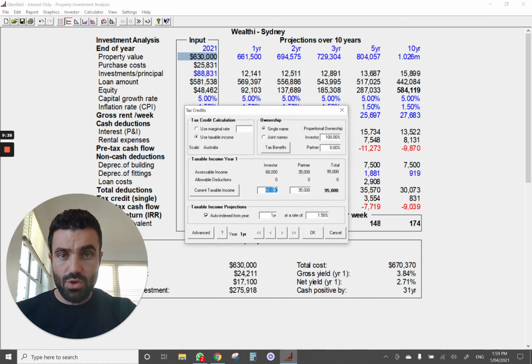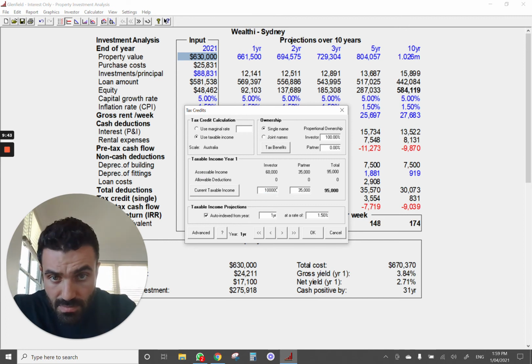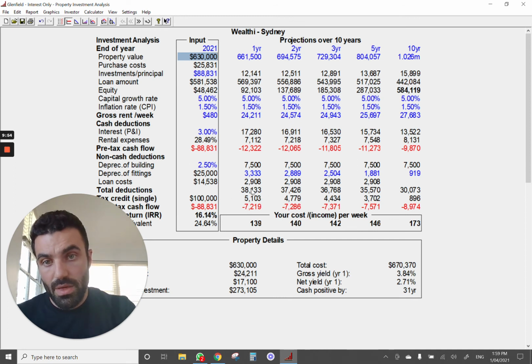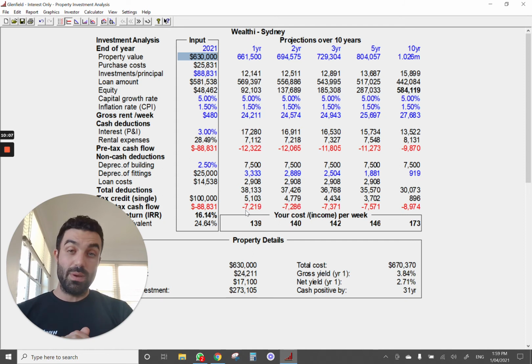Let's assume that you are on $100,000. Is that one too many zeros? No, it's perfect. So that would mean at $100,000, you would lower your taxable income by the $38,000. So you get a $5,000 tax refund, $5,100 tax refund. So if it costs you $12,000 through the year, you get $5,000 back. It means this property has costed you about $7,000, $7,200 per year, or about $140 per week.